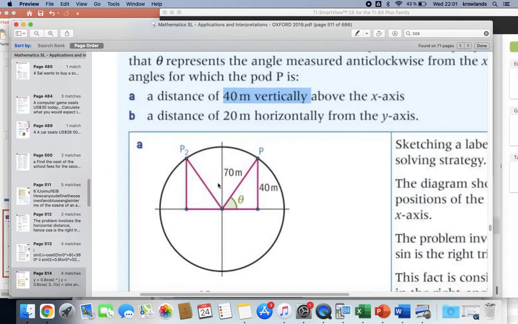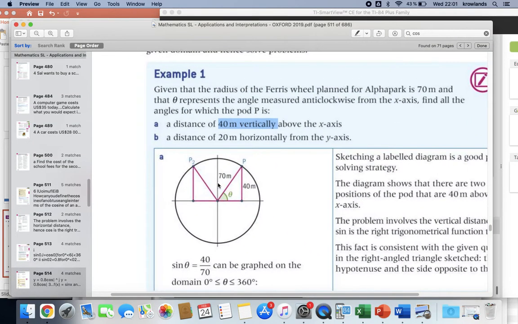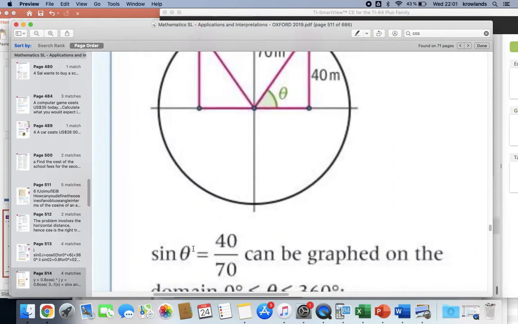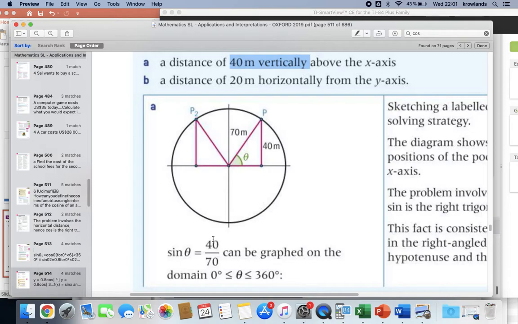So what's the problem actually asking us? A distance of 40 metres vertically above the x-axis. So effectively, what we're saying is that we want sine of theta to equal opposite over hypotenuse. If we simplified this, we would be saying sine of theta is the same as 4 over 7.